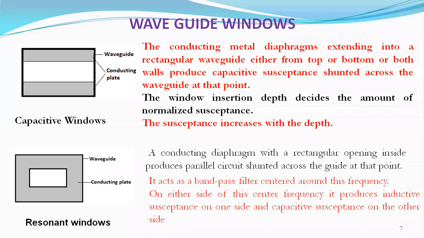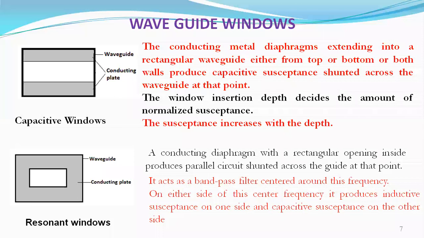In the same manner, for a post, we fix a metallic plate inside the rectangular waveguide to exhibit the capacitance effect or inductance effect. A post means the metallic rods are fixed. If it is fixed on the broader side of the walls, it is a capacitance effect. If it is fixed in the side walls of the rectangular waveguide, it will produce the inductive effect. So from that, we have the waveguide windows.